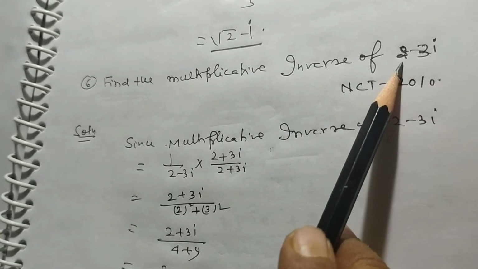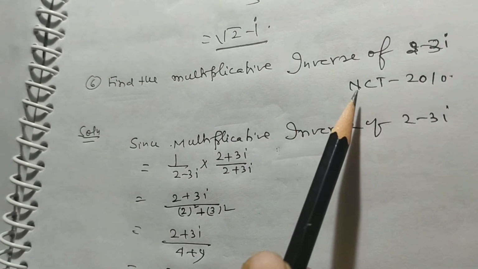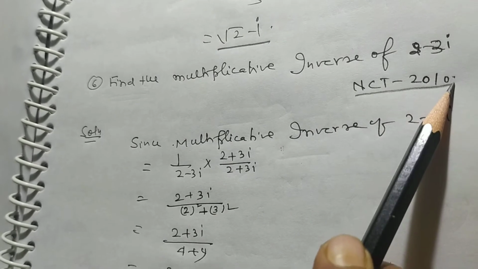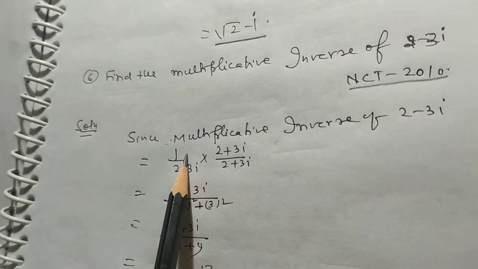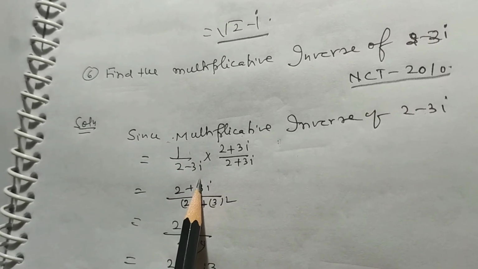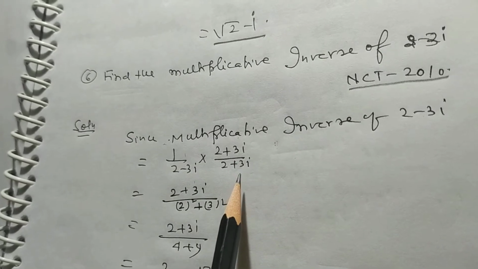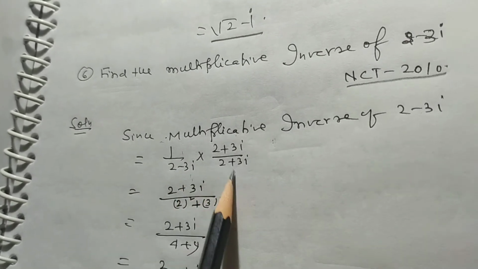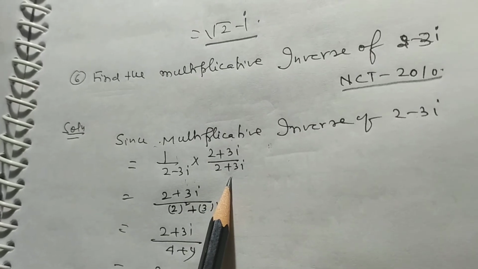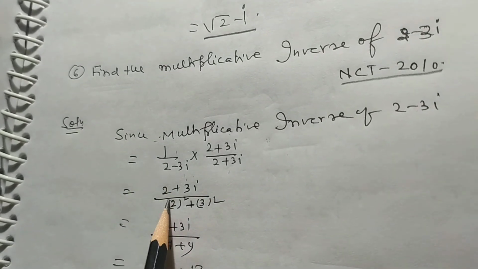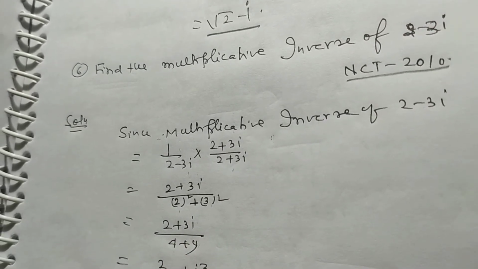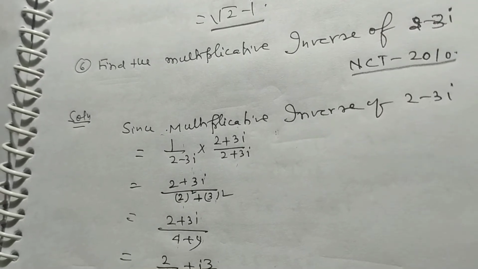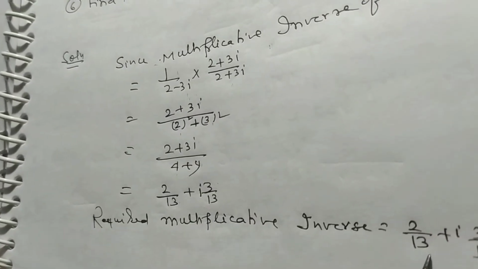Find the multiplicative inverse of 2 minus 3i. This question was asked in NCERT 2010. Since the multiplicative inverse of 2 minus 3i is 1 by 2 minus 3i, now you convert it into a complex number in standard form. For the purpose, we multiply the numerator and denominator by 2 plus 3i, and we have 2 plus 3i over 2 square plus 3 square, that is 2 plus 3i over 4 plus 9, which is 2 by 13 plus i into 3 by 13. So the required multiplicative inverse is 2 by 13 plus i into 3 by 13.